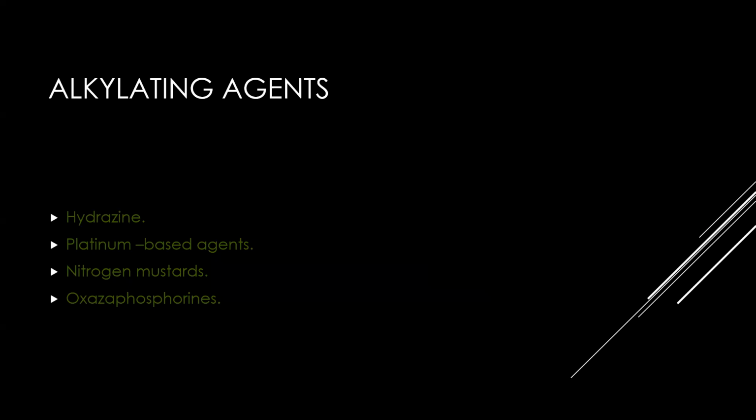These alkylating agents act directly on DNA, causing cross linking of DNA strands, and either they form abnormal base pairs or they have the ability to break the DNA strands. In short, they are preventing the cell from division.